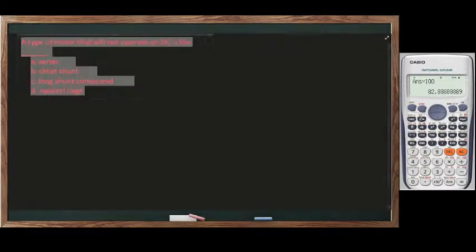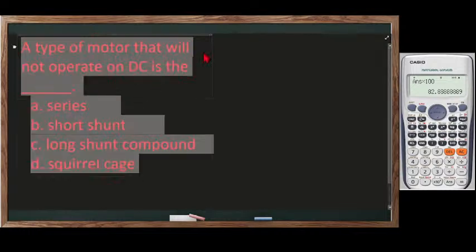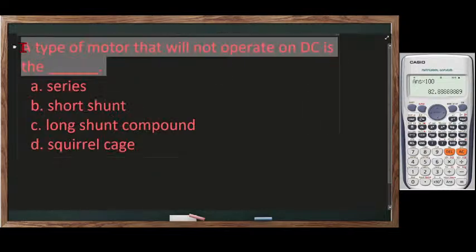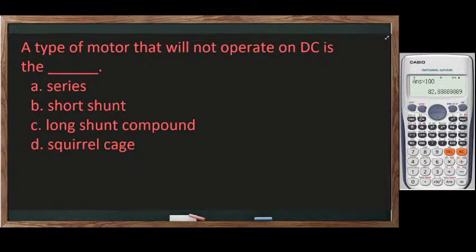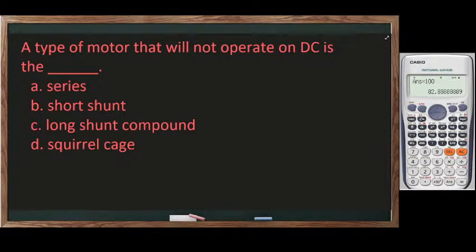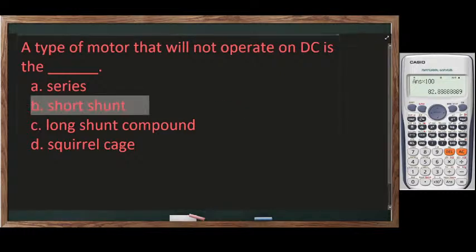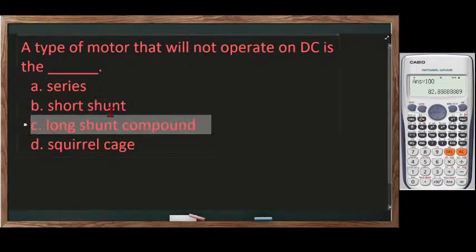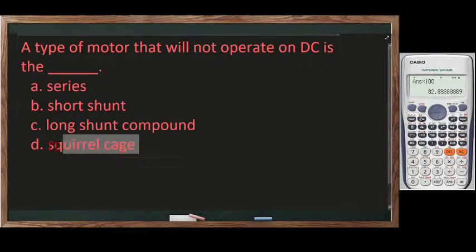Next. A type of motor that will not operate on DC is the blank. So ano yung motor na hindi siya gumagana if the supply is DC, no? DC current yung ating supply. Okay. So is it series motor, short shunt motor, long shunt compound motor, or a squirrel cage motor.